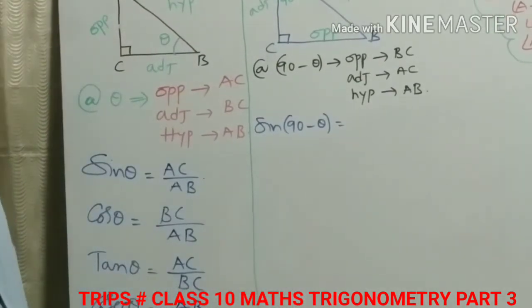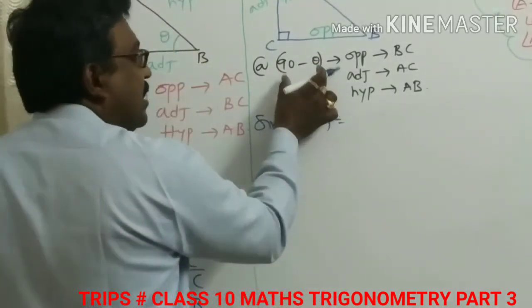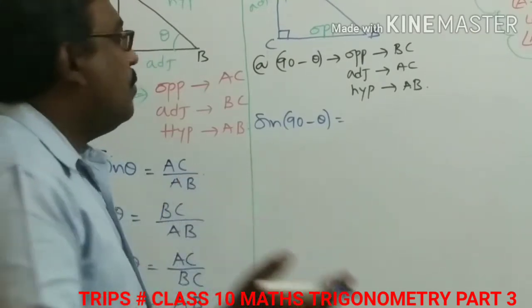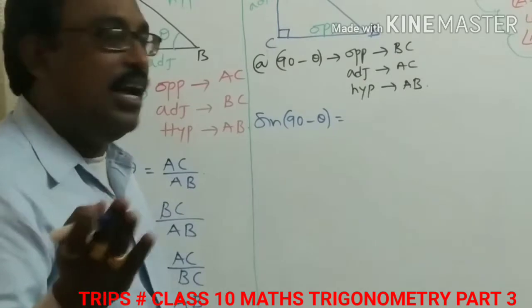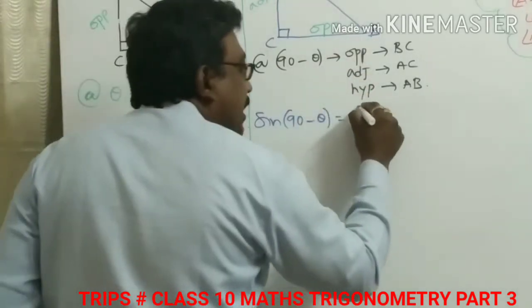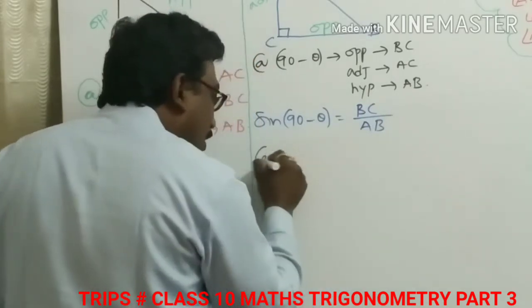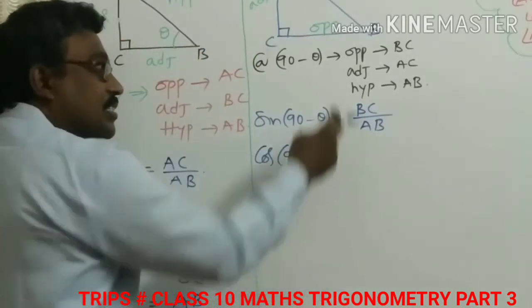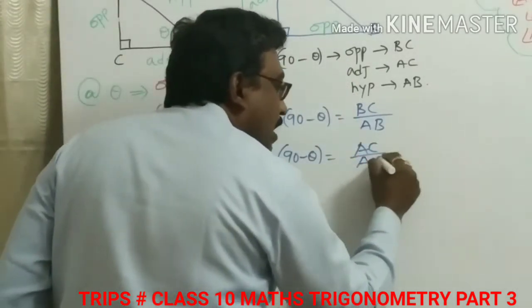Sin 90 minus theta. Consider it simply as sin x. Sin means opposite side by hypotenuse; here the angle is 90 minus theta, so the opposite side to 90 minus theta is BC and the hypotenuse is AB. Cos 90 minus theta is adjacent by hypotenuse, that is AC by AB.